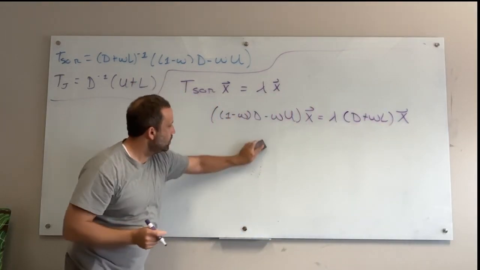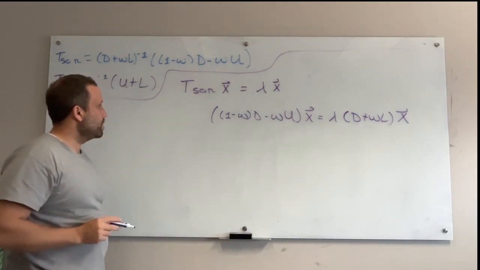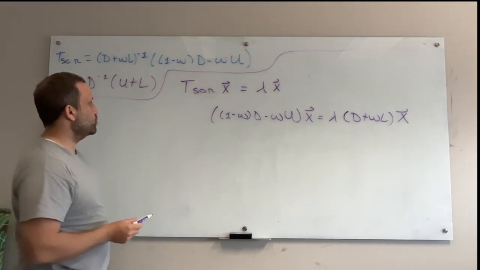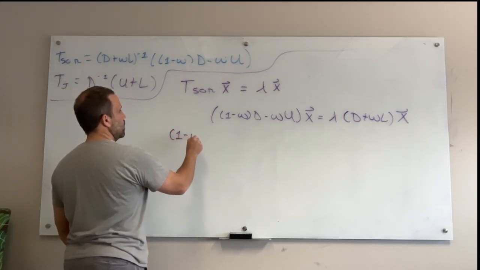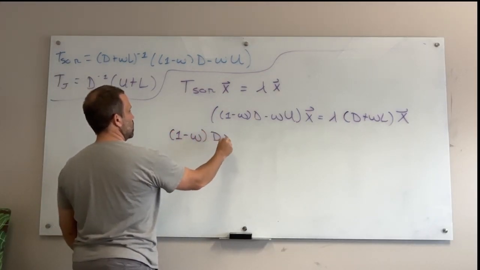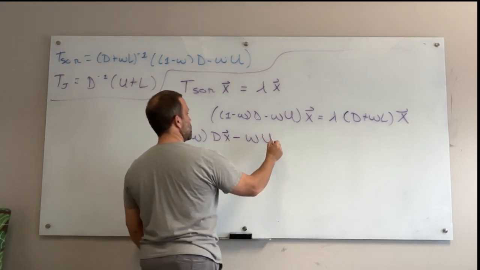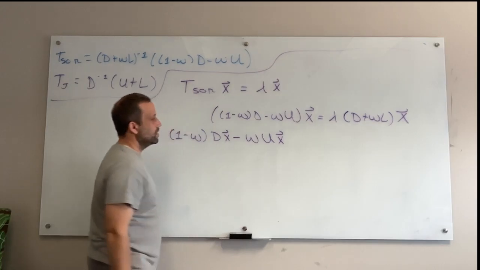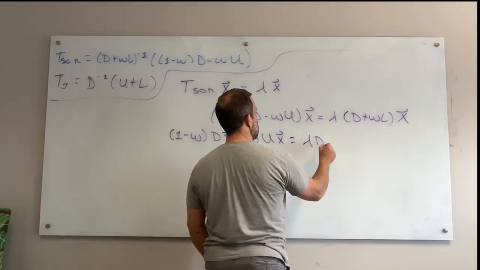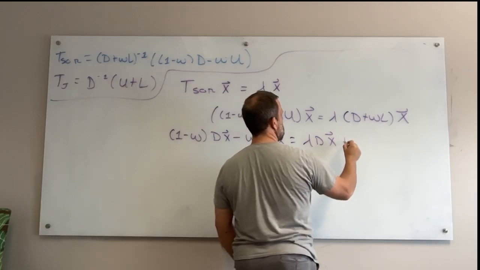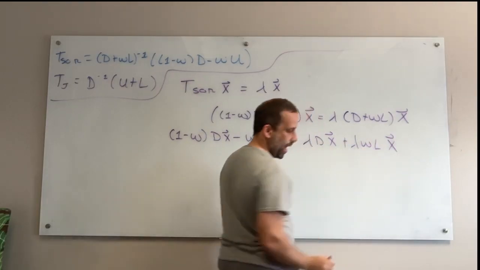Okay, so now we're just going to expand both sides. When I expand both sides, what I'm going to get on the left-hand side is (1 minus omega) Dx minus omega Ux. And on the right-hand side, I'm going to get lambda Dx plus lambda omega Lx, like this.